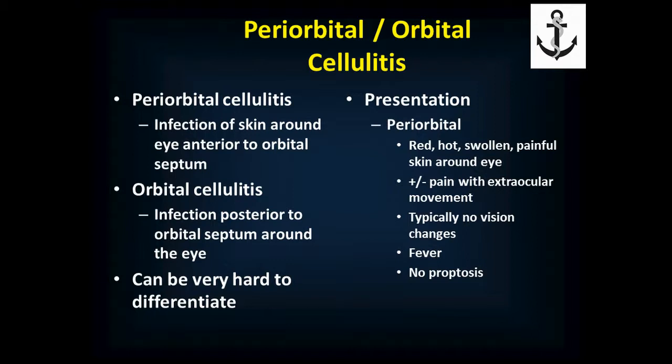They'll have a fever because it is an infection, and they don't have any proptosis, which is where the eyeball looks like it's trying to escape from the orbit. And so that can happen if there's a lot of swelling behind the eye or if there's an abscess behind the eye.